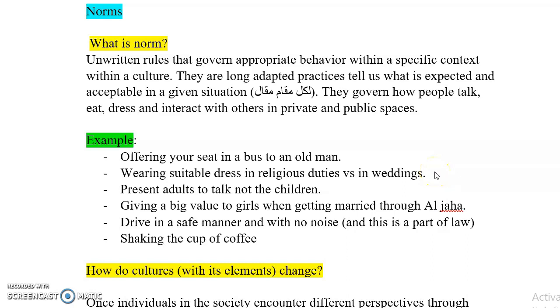The second example is wearing suitable dress in religious duties versus in weddings. If I go to the mosque or if I go to the church, my dress will be almost different from if I go to a wedding. My dress at the university or at school will be almost different as well. This is a part of our norms.